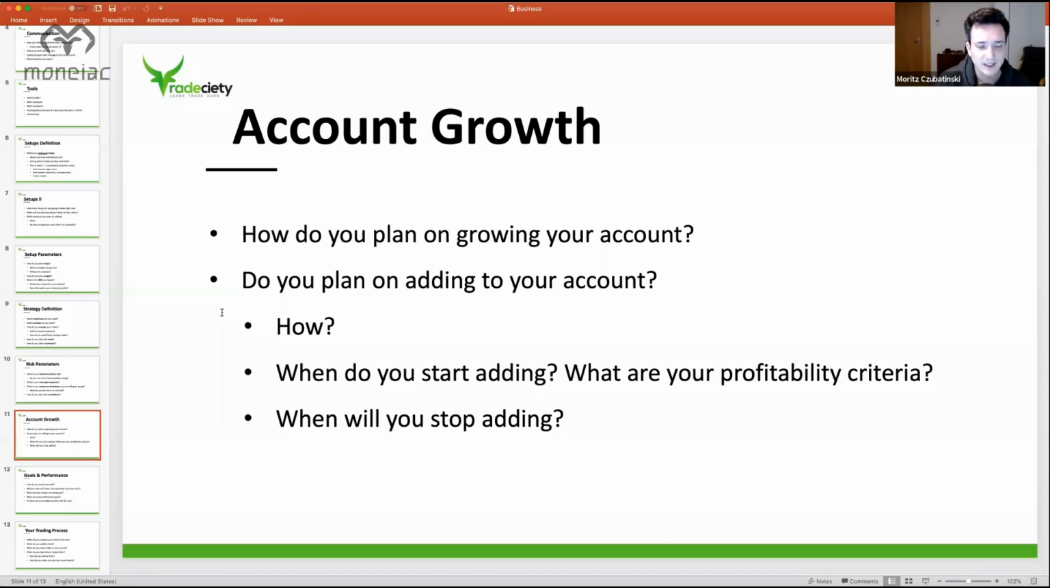And do you plan on adding to your account? Yes. How? When do you start adding? What are your profitability criteria? When will you stop adding? Also interesting. For me, I kept adding and adding to my account for every profitable month. Basically, I did dollar cost averaging on my own equity curve. I saw my equity curve as a stock, and I simply added every month a certain fixed amount from my salary and from my savings and so on.